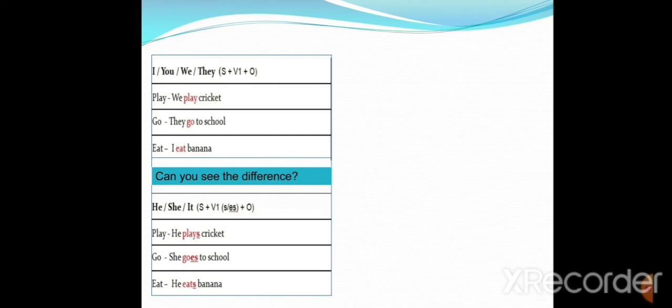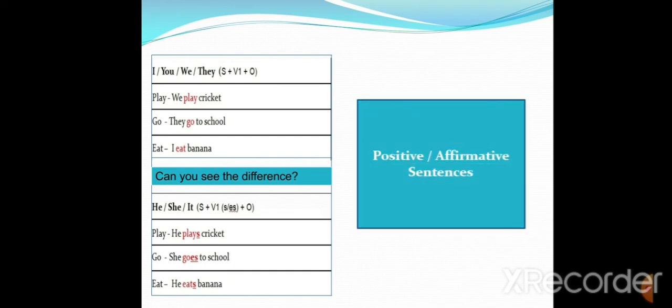So you just learned, students, how to make positive or affirmative sentences in present simple tense. Subject plus first form of verb plus object. If the subject is I, you, we or they, you do not add s to the verb. But if the subject is he, she or it, you add either s or es to the verb. Hope this is clear now.